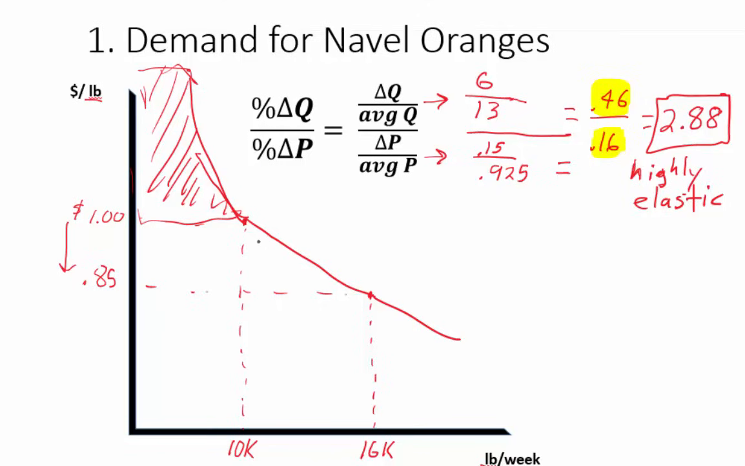But we do know the change in consumer surplus when the price goes down from $1 to 85 cents, because what we're doing is adding this area right here of consumer surplus. And that area consists of a rectangle right here.